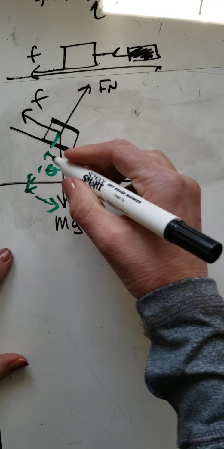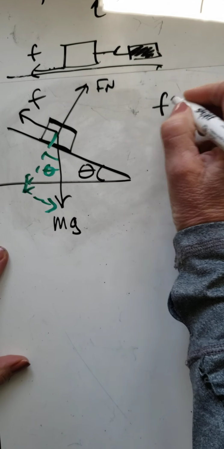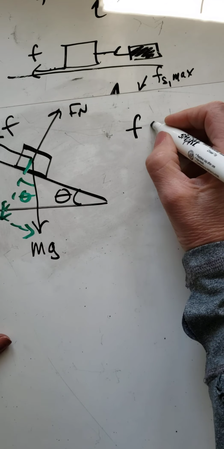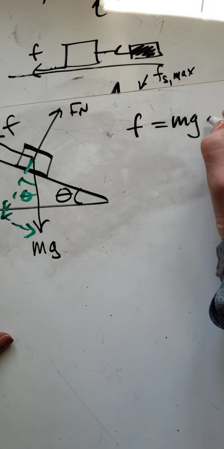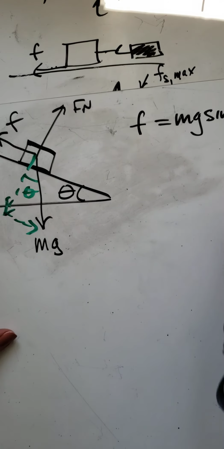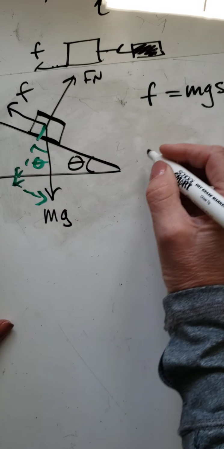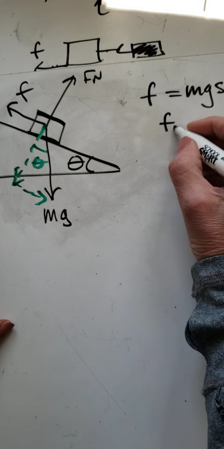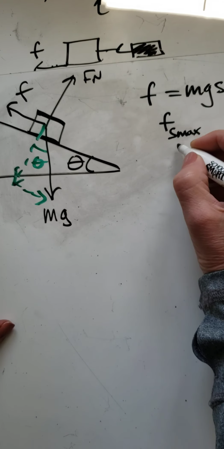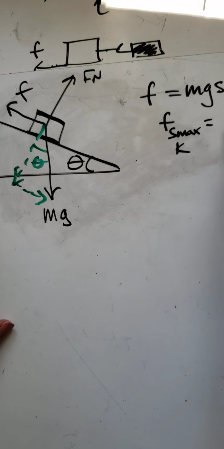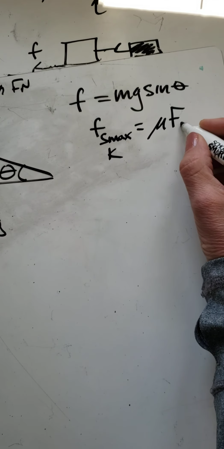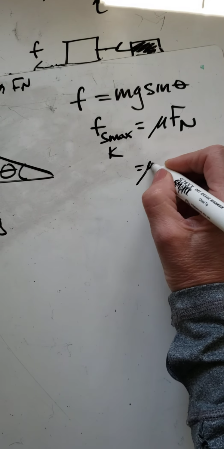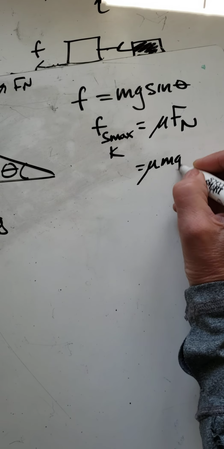So if this is in equilibrium, then we know that the frictional force is going to be equal to mg times sine theta. And we also know that friction, whether we're talking about Fs max or kinetic friction, either one of those is going to be equal to mu times the normal force. And that's going to be equal to mu times mg cosine theta.